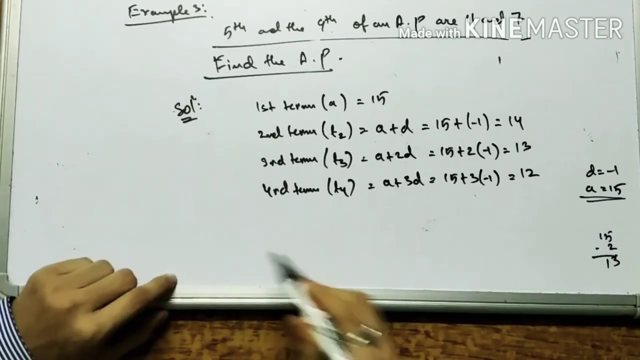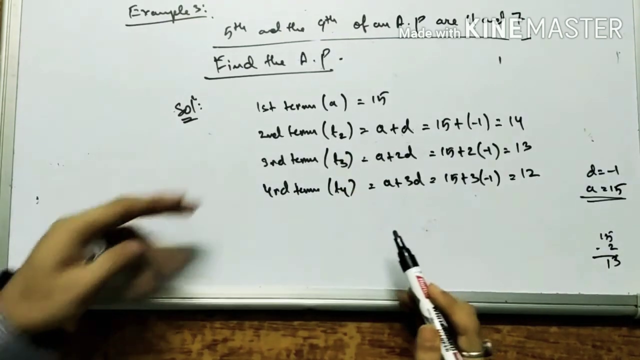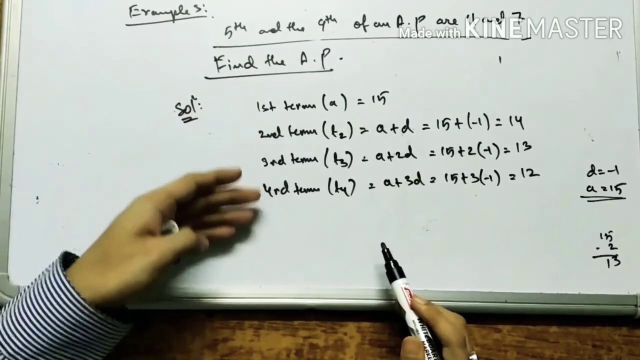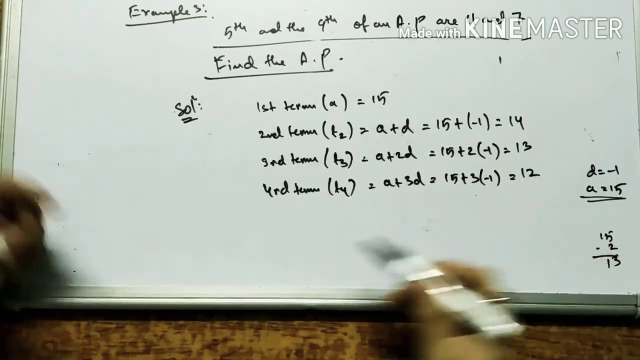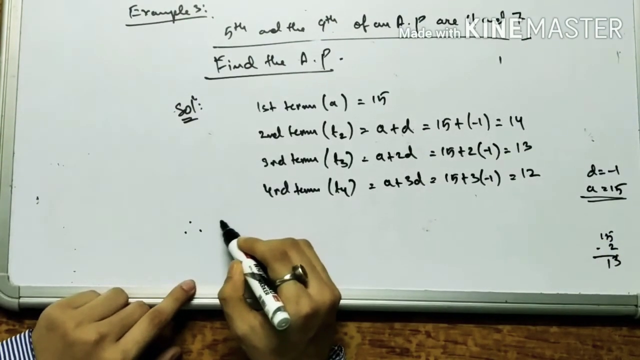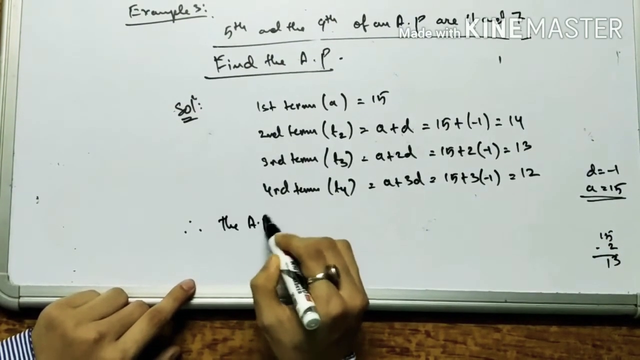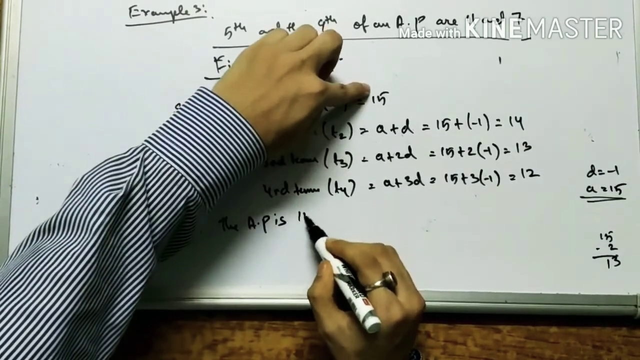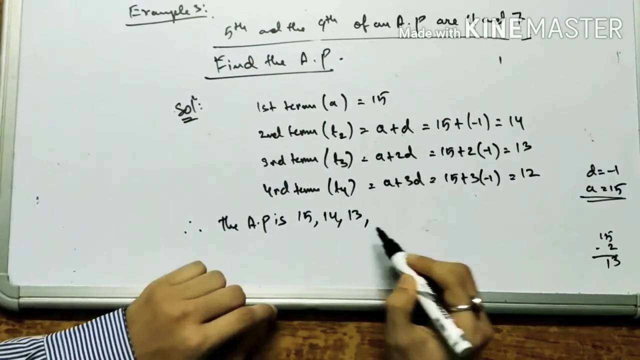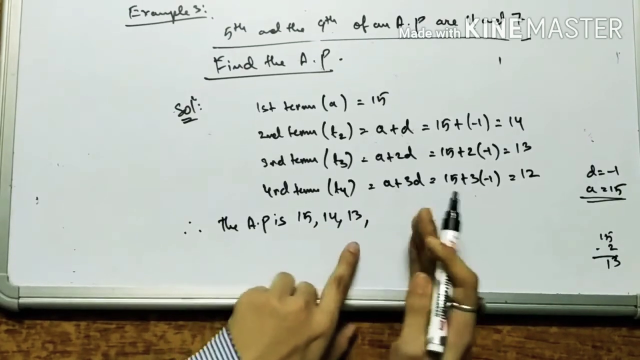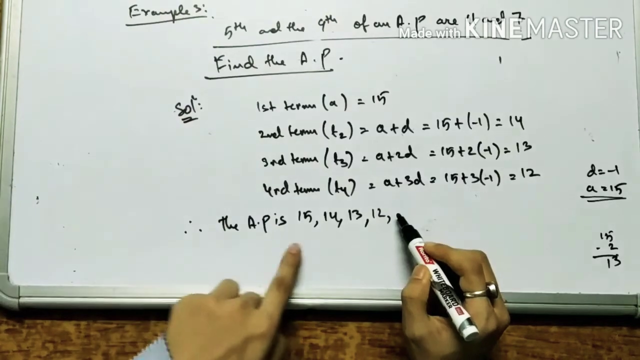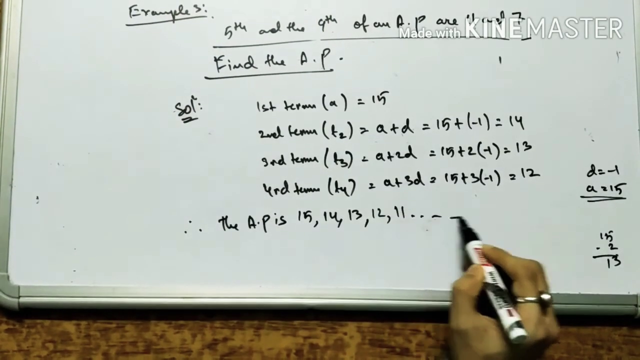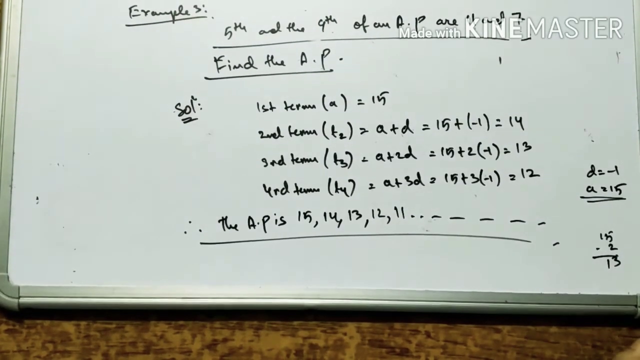Okay, so therefore you see, you calculate up to the first term, second term, third term, fourth term. I have calculated these. So therefore the AP is 15, 14, 13. You see there is a pattern, decreasing by 1 and going. 15, 14, 13, 12, the fifth term is 11, and so on. So your required AP is this one.